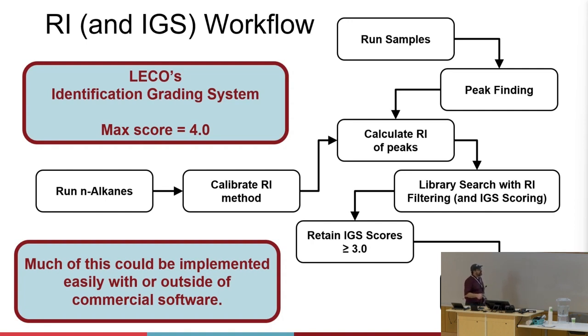As we do our library search, you can filter your library search with the retention index. If you have the scoring, you can then apply this kind of scoring and only retain the peaks with a score greater than 3. John Hayes gave a talk on this a number of years ago. It's a really, really cool toy that I think is really underutilized for getting a peak table.